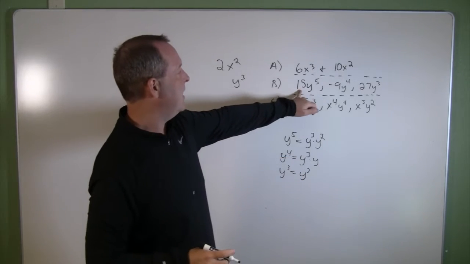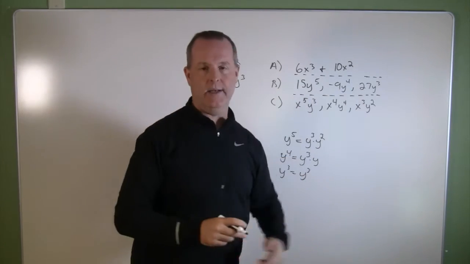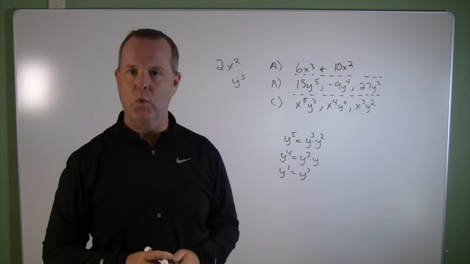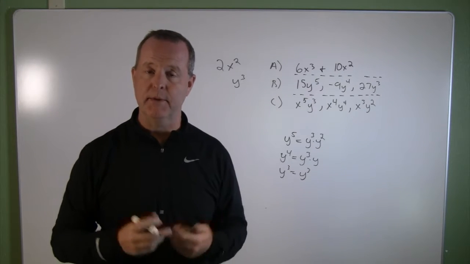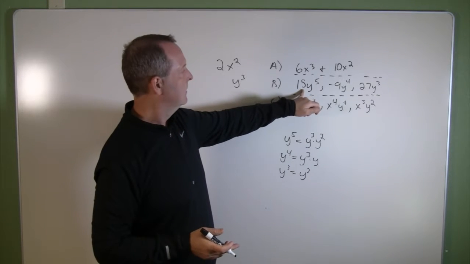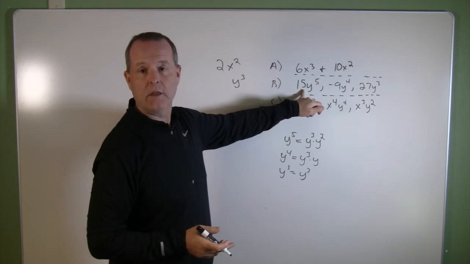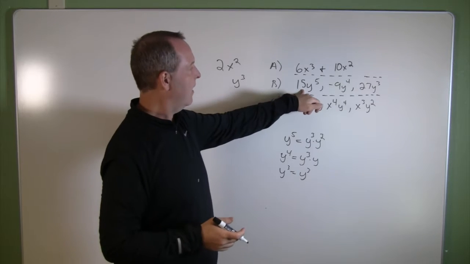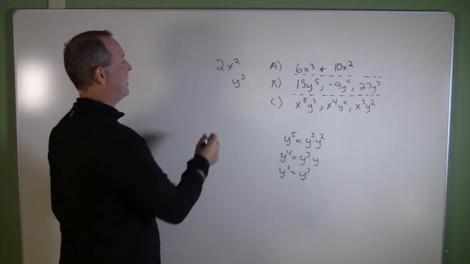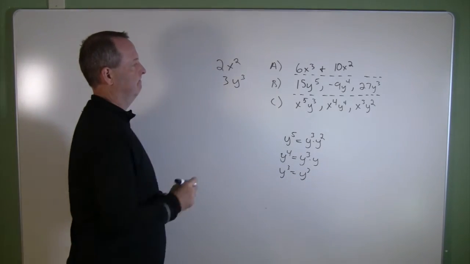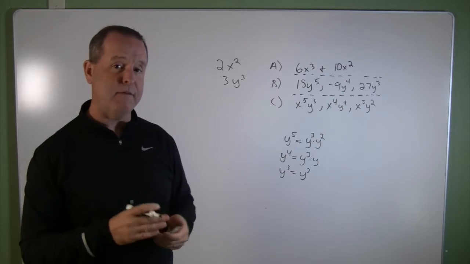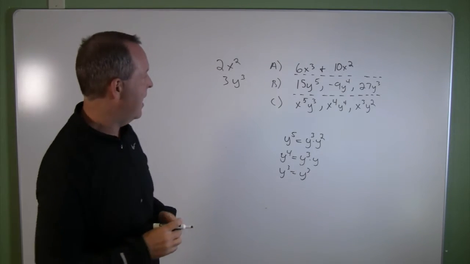And then I have a 15, a negative 9, and a 27. What do you think? What's the greatest common factor between all those terms? Does 2 go into all of them? No. Does 5 go into all of them? No. Well, I think 3. 3 is the greatest common factor between each of those terms. Even though that's a negative 9, 3 is still a common factor of negative 9.